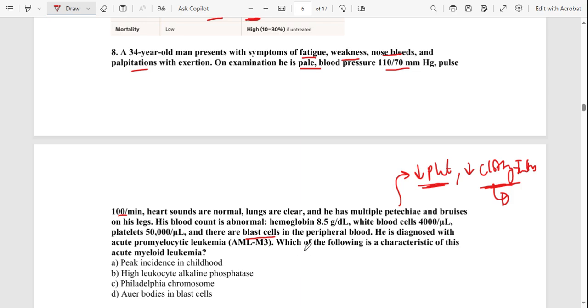Which of the following is a characteristic of acute myeloid leukemia, AML? What is the feature? Peak incidence in childhood, high leukocyte alkaline phosphatase, Philadelphia chromosome, or Auer bodies in blast cells. Any thought on this one?